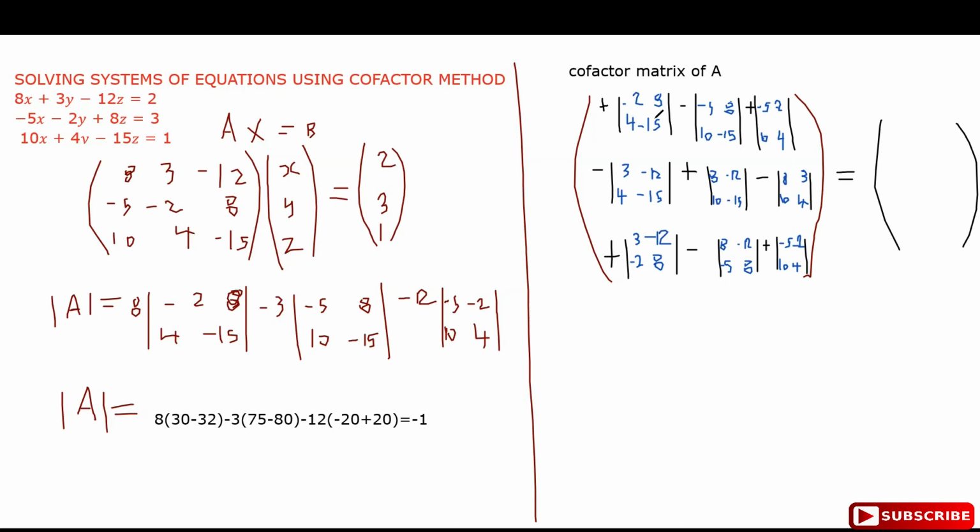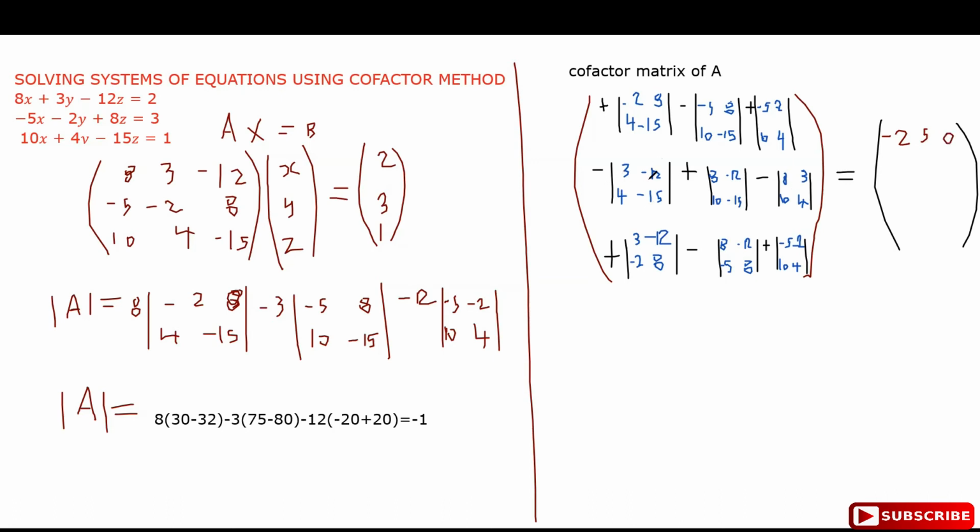2 minus 2 times minus 15 minus 4 times 8. That's negative 2. So when you work out this, you get negative 2. Then you work out this side now, minus 5 times minus 15 minus 8 times 10, that's negative 5, and minus 5 is positive 5. Then we have minus 5 times 4 minus 10 times minus 2, that is 0. So this part is 0.